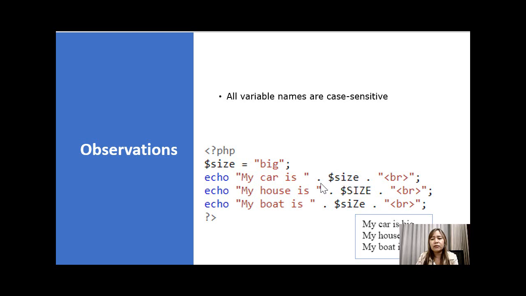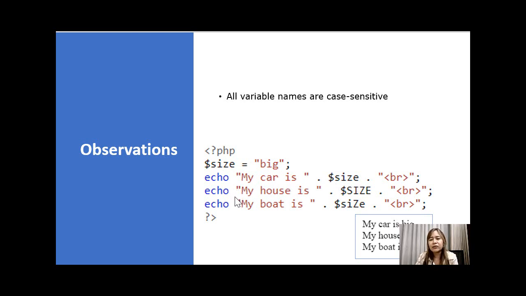Now you need to put a period just so that the text my car is will be appended with the value of size. And since the word size here is exactly how it's declared, it's going to display big. Okay, and then the BR code is interpreted, so the cursor will move to the second line. So the output is my car is big for this first echo statement.